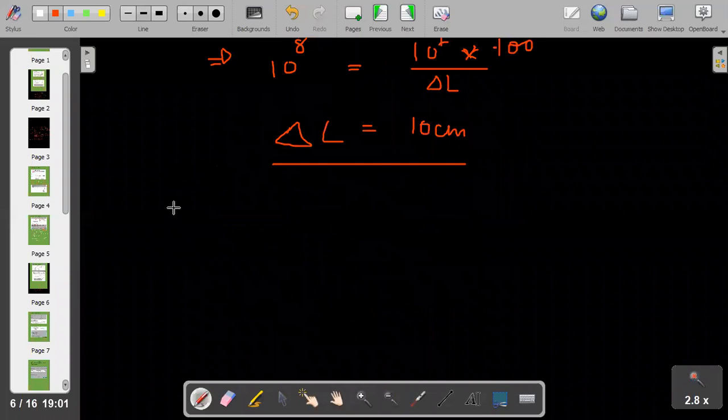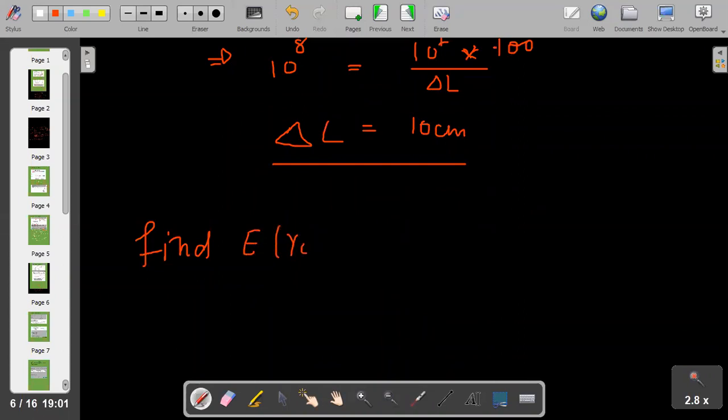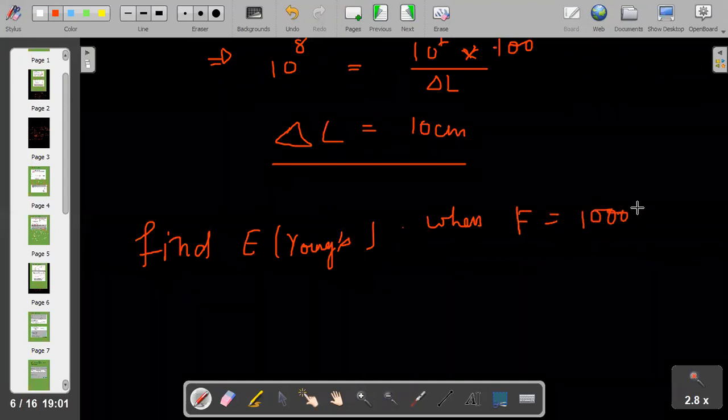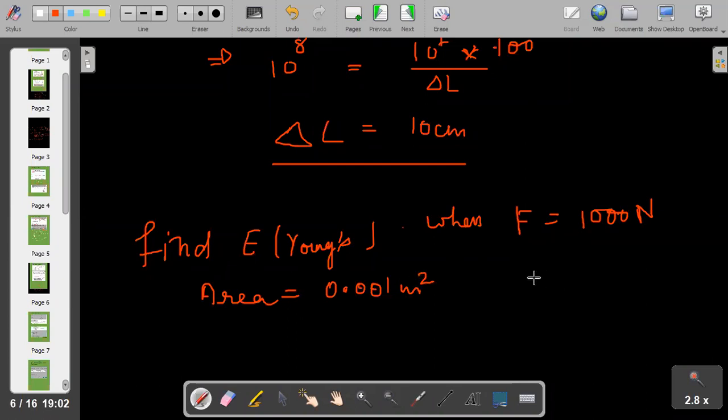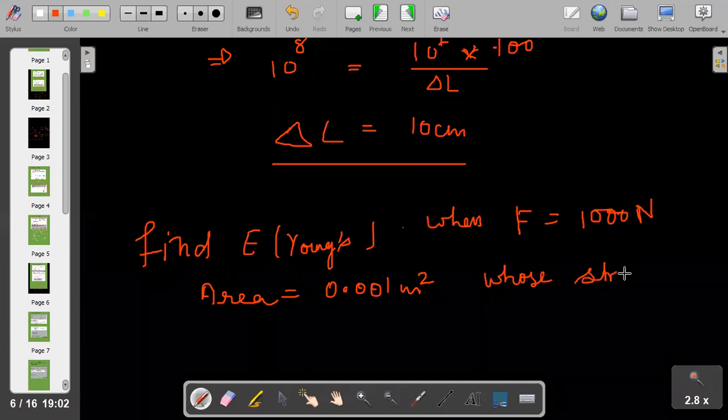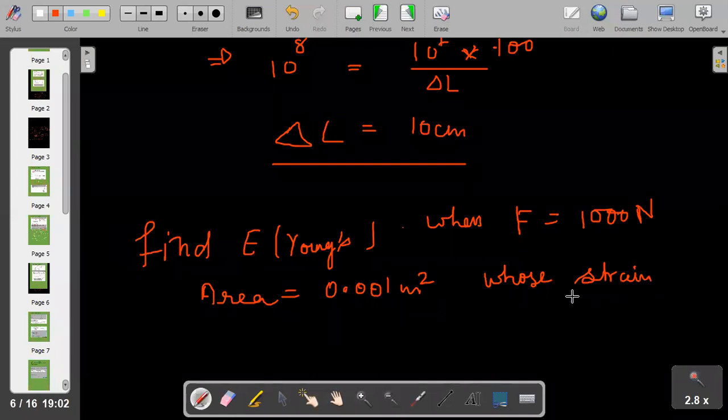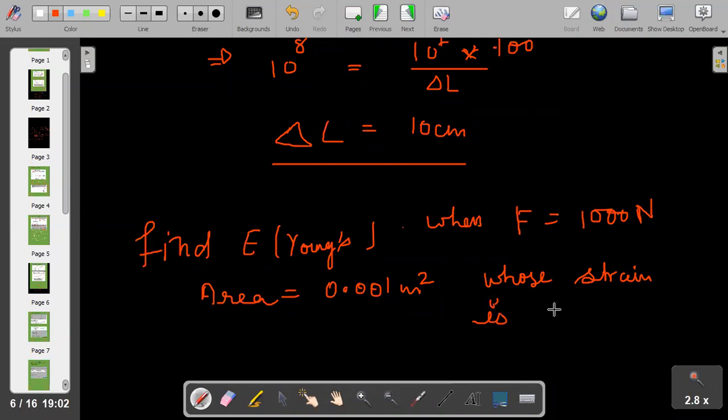Write down another question. Find E, Young's modulus of elasticity, when a force of 1000 Newton is applied on a cross-sectional area of 0.001 millimeter square, whose strain is delta L by 10 to the power minus 3. Find this.